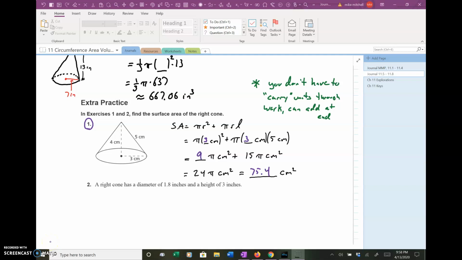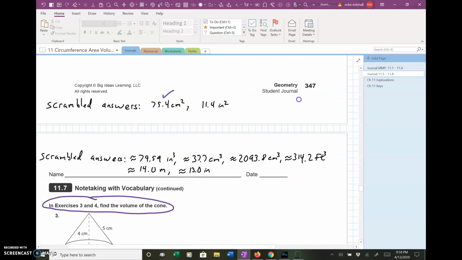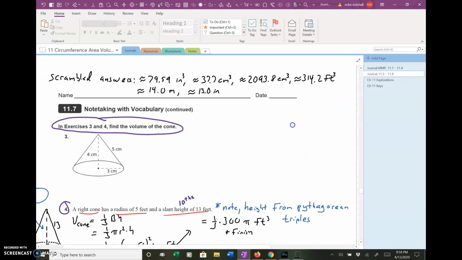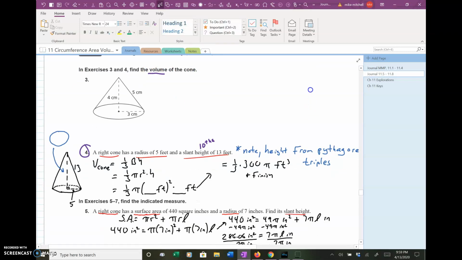One thing I did forget to mention at the start of this was make sure you read the directions. We were looking for the surface area. I read that, didn't say it. That's really important because you've got 2 different things you could do with this diagram. Find the surface area or find the volume. You don't want to do correct work when something else is being asked for. 11.7 on this page, 3 and 4, find the volume of the cone this time we're looking at. So you got to pay attention to that.